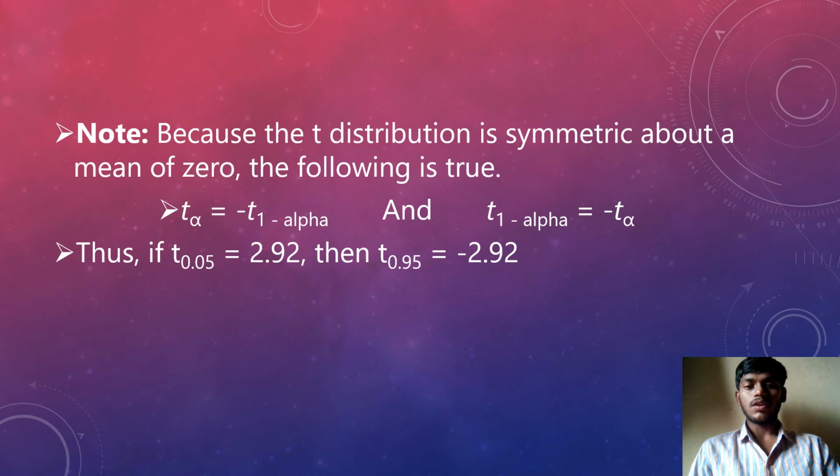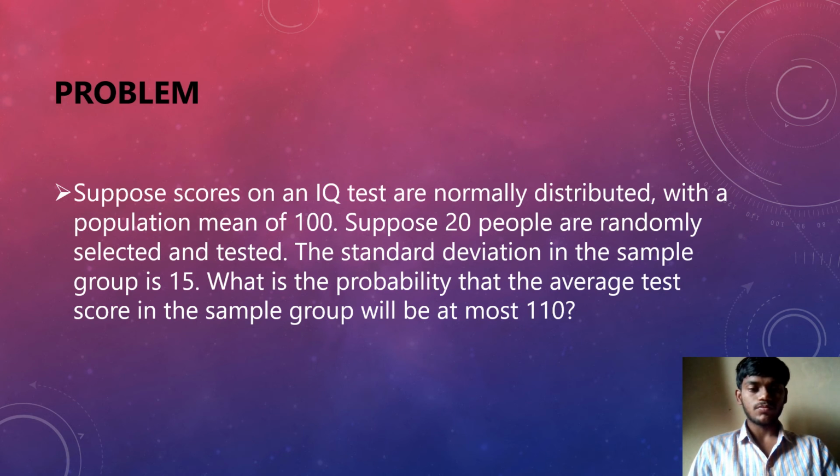Note: because the t-distribution is symmetric about the mean of 0, the following is true. t alpha is equal to minus t 1 minus alpha, and t 1 minus alpha is equal to minus t alpha. Thus, if t 0.05 is equal to 2.92, then t 0.95 is equal to minus 2.92.